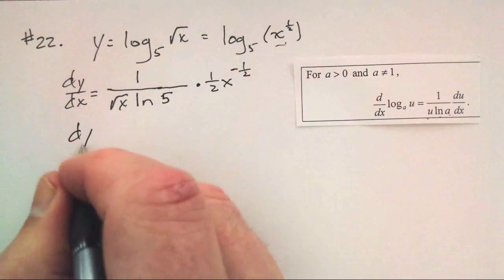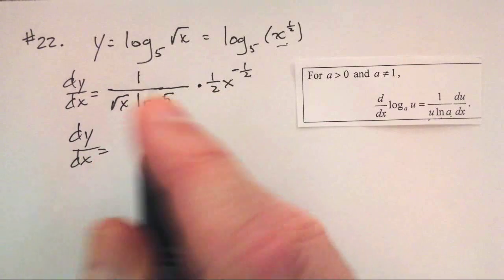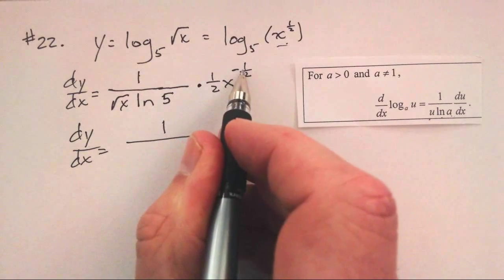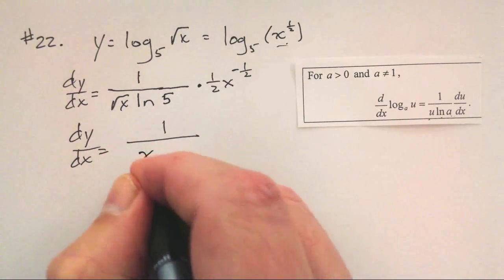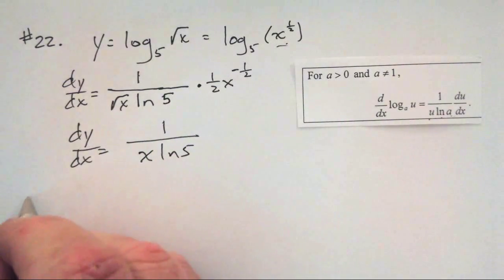So what do we end up with? Can we do this in one step? Numerator, 1 stays in the numerator times 1, 1. x to the negative 1/2 goes down to the bottom, becomes x to the 1/2, but x to the 1/2 times square root of x is just x ln 5. All right.